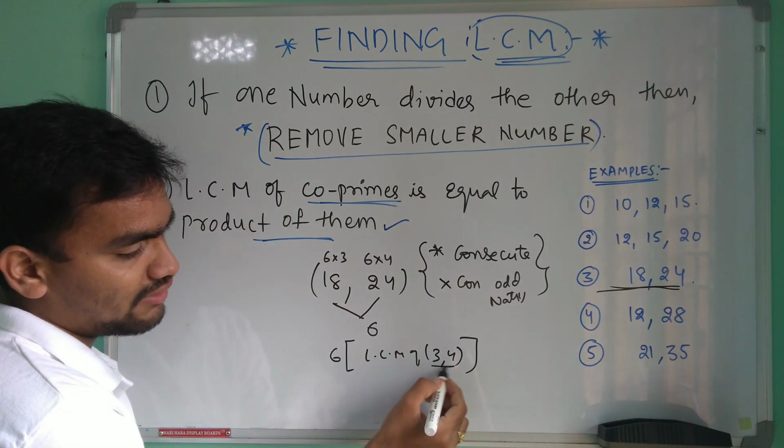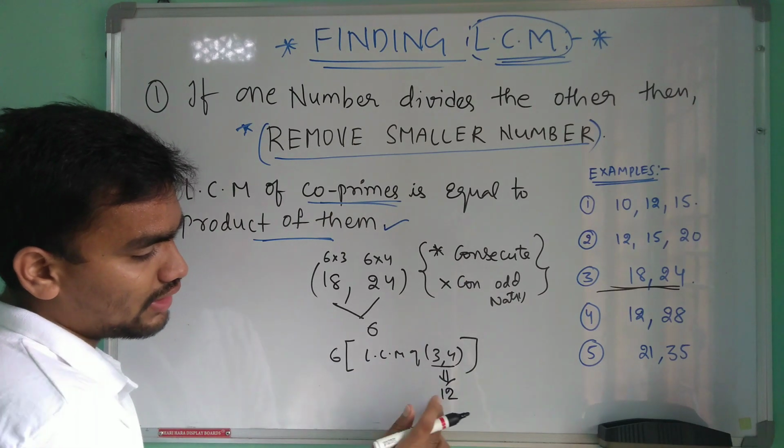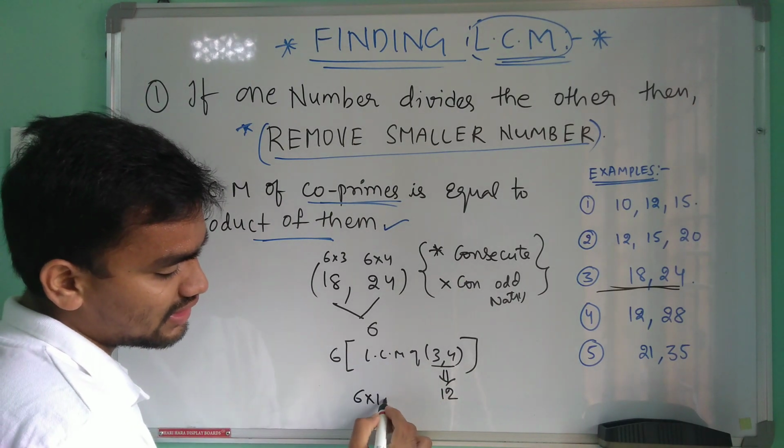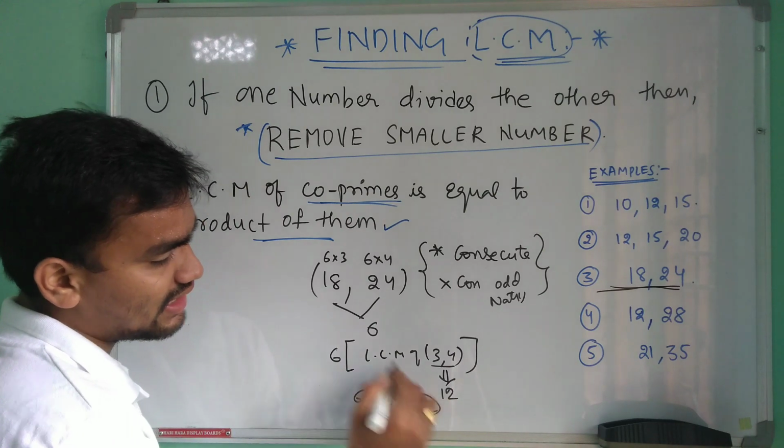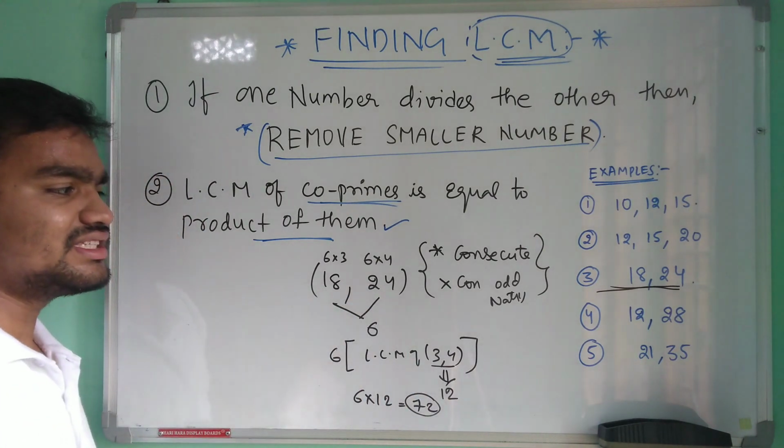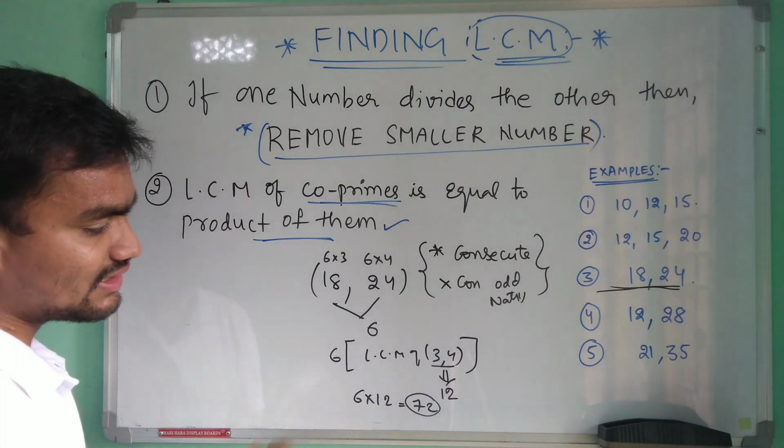So simply, LCM of 3 and 4 is equal to 12, and you can multiply 12 into 6, which gives rise to 72, which is the LCM of these two. So in this way you can find the LCM by taking that number common.